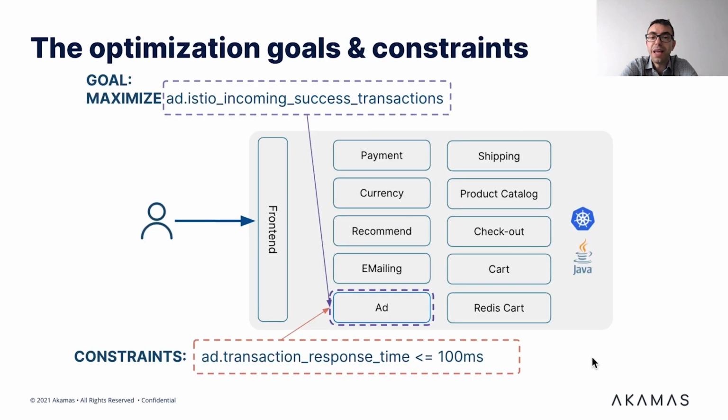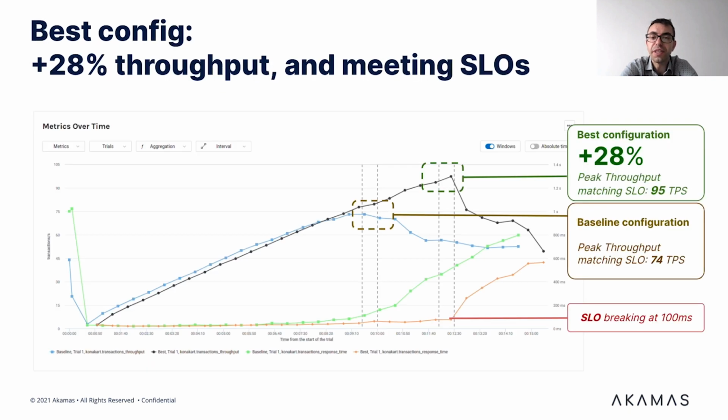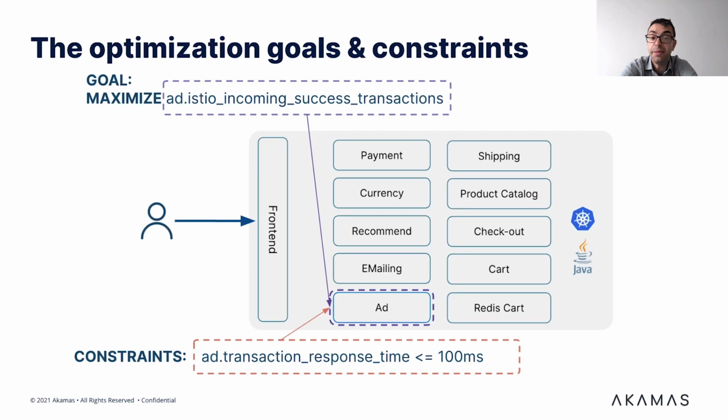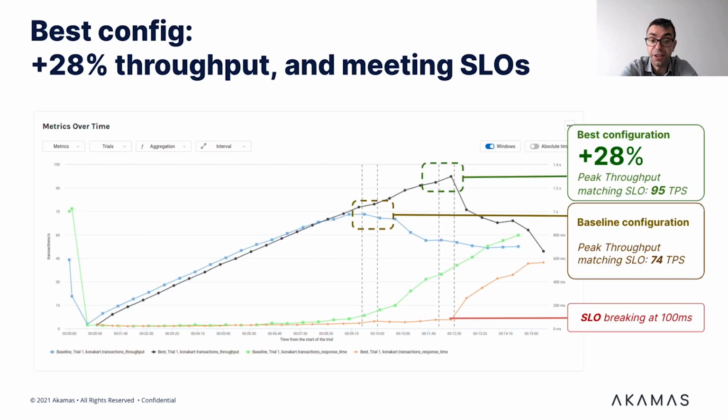Let's see how the optimization goal and constraint are defined in this case. The goal for this use case is to increase the number of successful transactions processed by the ad microservice, the advertisement microservice. The SLO for this service is the average response time, which should be kept no higher than 100 milliseconds. So let's see the results machine learning achieved for this optimization.